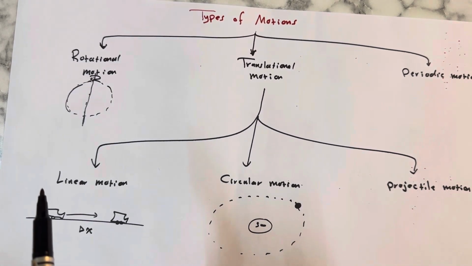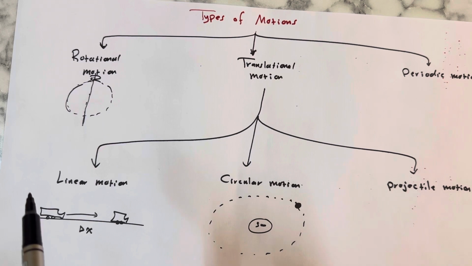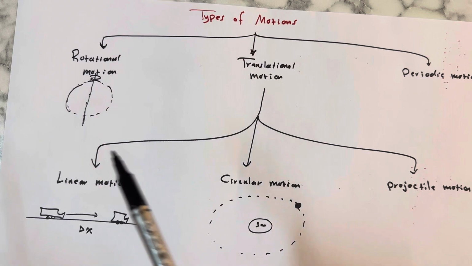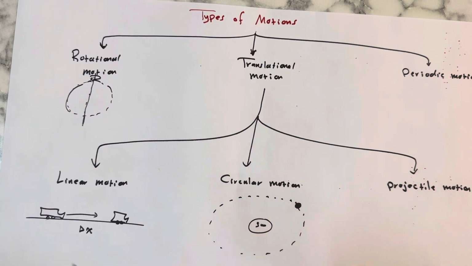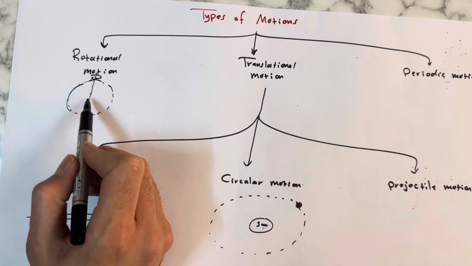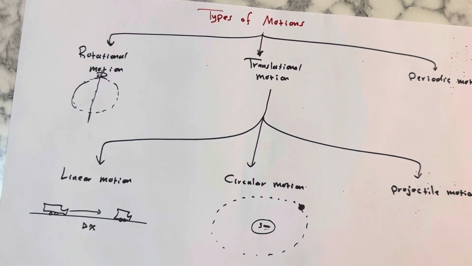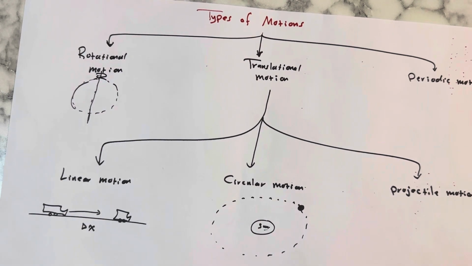So the axis of rotation is located inside the object. So we can say the spin means movement of an object around an internal axis. But orbit is a movement around an external axis. For example, the axis of the Earth's orbit is the sun. The sun is not a part of the Earth, but the axis of rotation is an internal axis located inside the object. So this is the difference between rotational motion and circular motion.